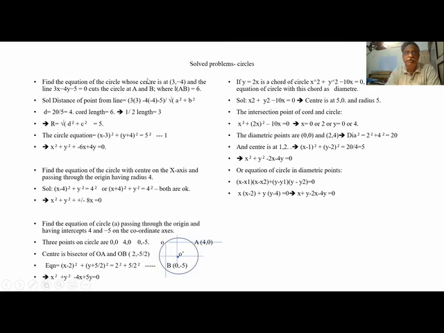Let us see some problems. I want the equation of a circle. The center is given and the line cuts the circle at A and B, where the length of AB is 6. So you want the equation of a circle, you got the center, and the line 3x minus 4y plus 5 cuts the circle at these points. So we need the distance of the point from the line. This is the center, this is the line.